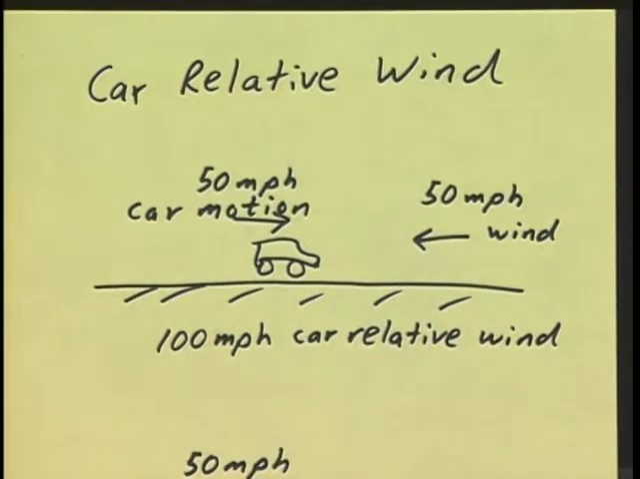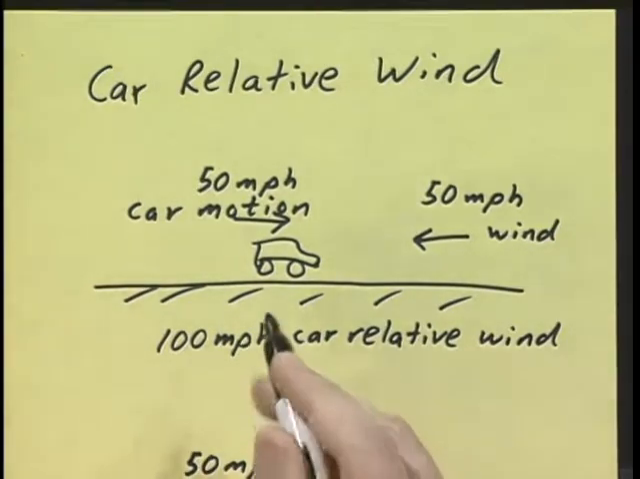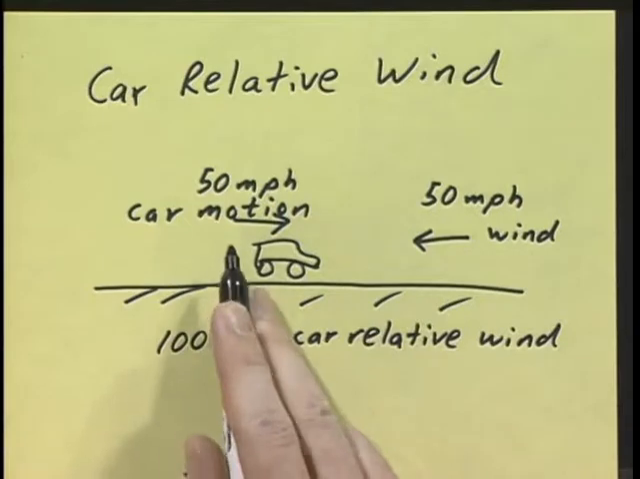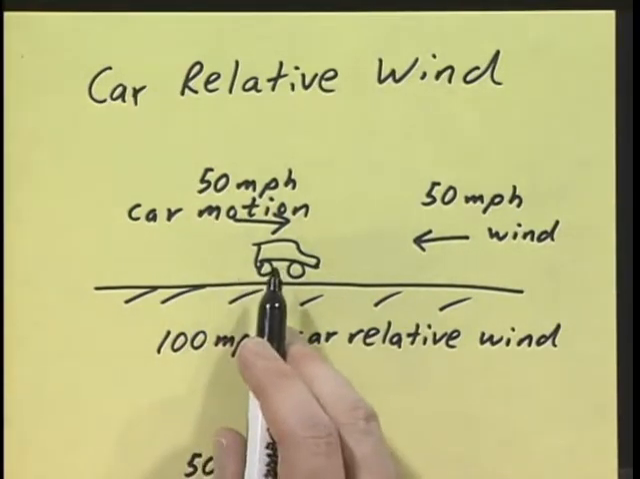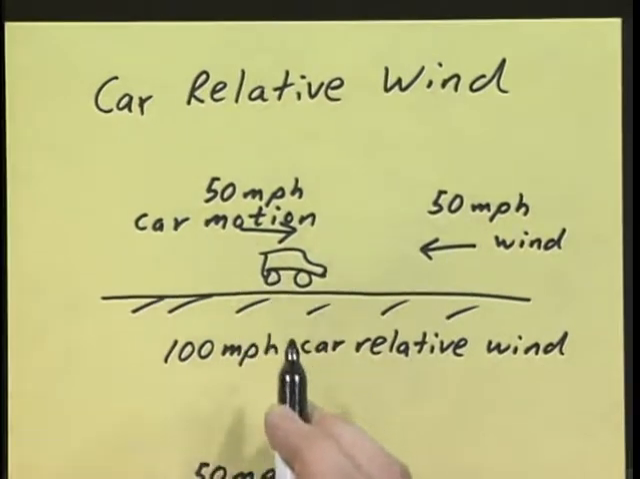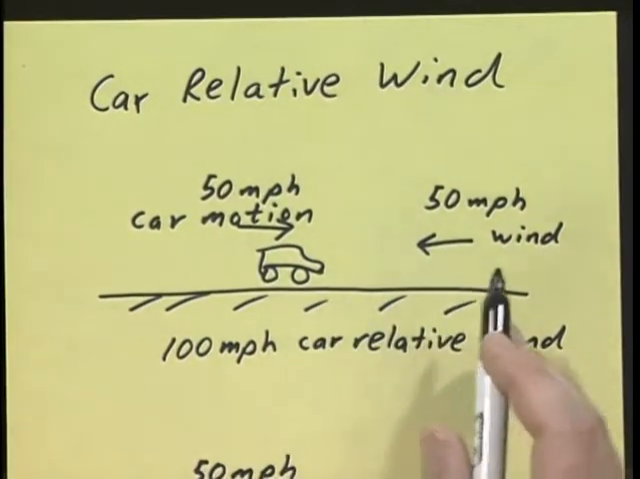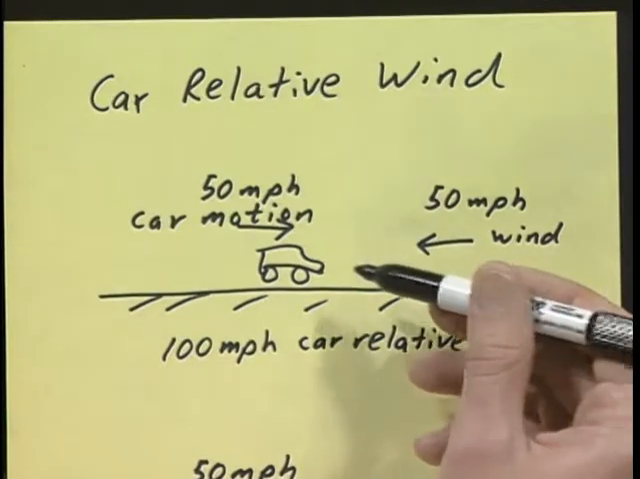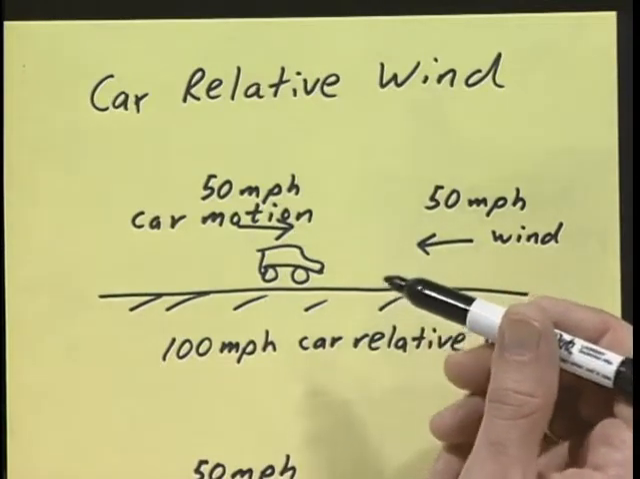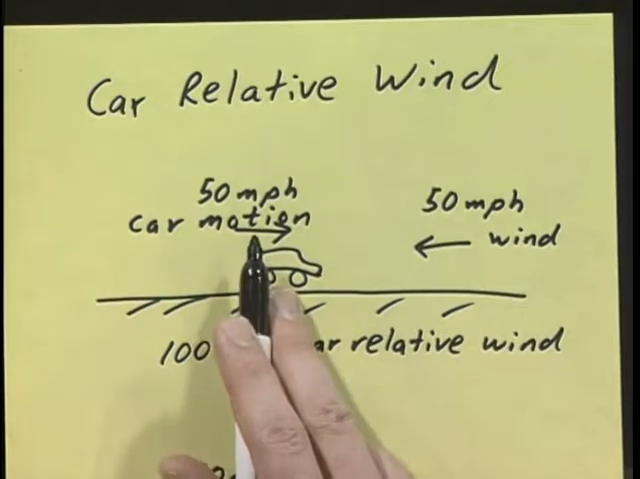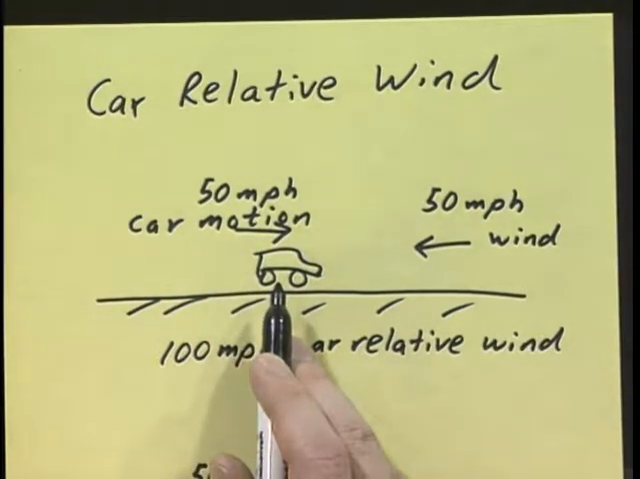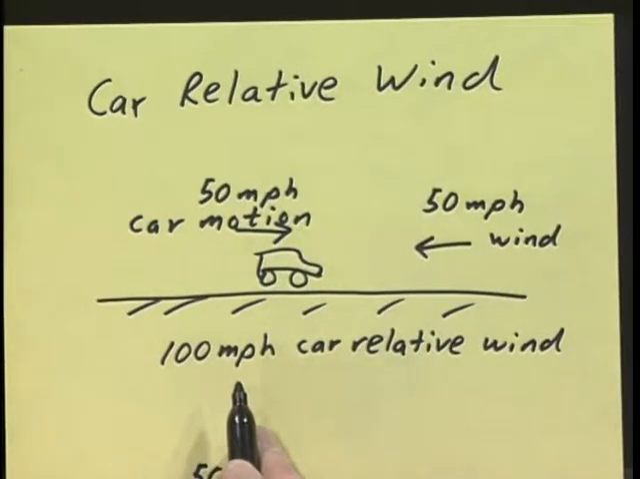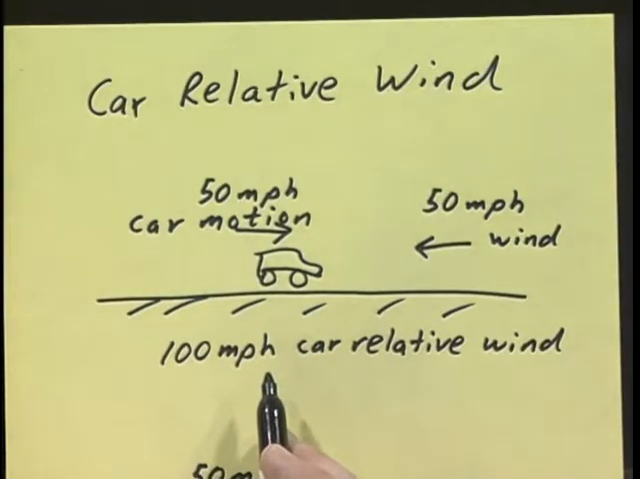As an example, we'll look at car relative wind. Suppose that you're in an automobile and you're going at 50 miles per hour. So that's your car motion. You look at what speed you're going, it says you're going 50 miles per hour. But suppose you're going into the wind and the wind is coming at you at 50 miles per hour. If you put your hand out the window, you would not feel the 50 mile per hour wind that your car says it's going, but you would actually feel 100 mile per hour wind if you put your hand out of the car.